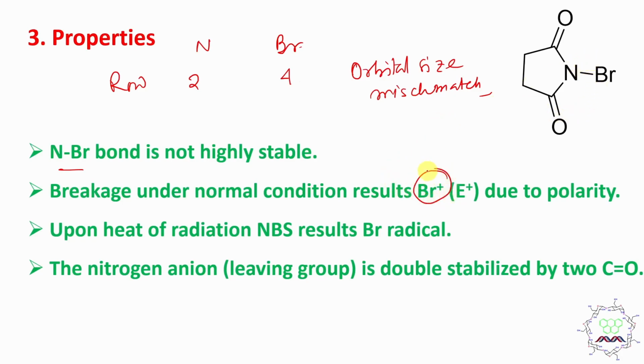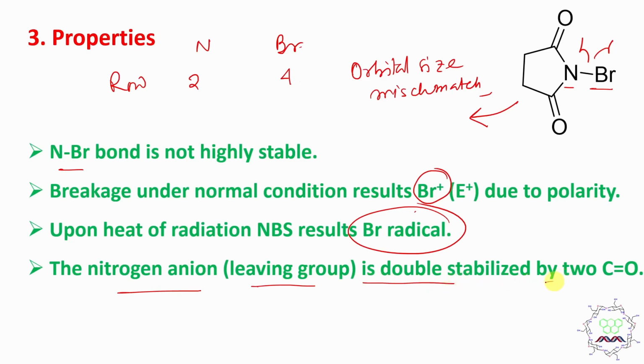Consequently its breakage can result in bromine plus under normal condition because of polarity. As I said, nitrogen is more electronegative than bromine. Next, upon heating, since this N-Br bond is weaker, as I told, it undergoes homolytic fission to produce a bromine radical. So it is actually dually beneficial. It can result in bromine electrophile generation as well as bromine radical generation, and both are possible. In the bromine electrophile generation, the nitrogen anion leaving group is doubly stabilized by two adjacent carbonyls, so two equivalent canonical forms, which I have shown just some time before.